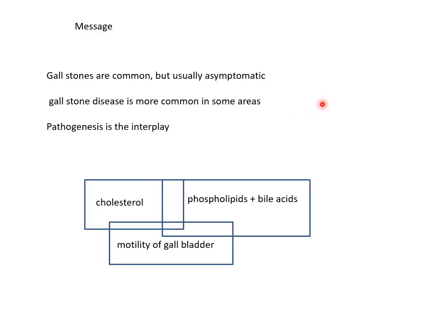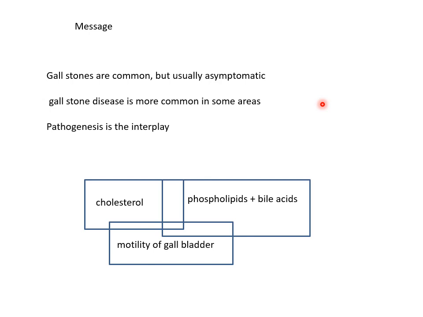So finally, gallstones are common, but usually asymptomatic. Especially when you do master health checkups, pregnancy antenatal scans, invariably they'll have a gallstone picked up, for which the patient will be asymptomatic. We are not going to go into the pros and cons of operating and not operating on an asymptomatic gallstone. That is for a later discussion.